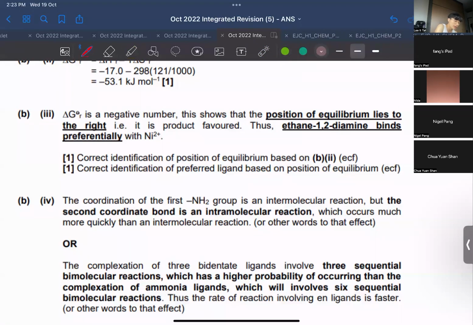They are saying that the bidentate ligand has 2 amines like that. That's how the ligand looks. When you attach the first one to the central metal ion, it is intermolecular, correct? One molecule, another molecule, across 2 different molecules. But when the first NH2 group has already been attached, to attach the second one, it is not an intermolecular reaction. It's happening within the same molecule because one side is attached already. I hope you can understand what they are trying to get at.